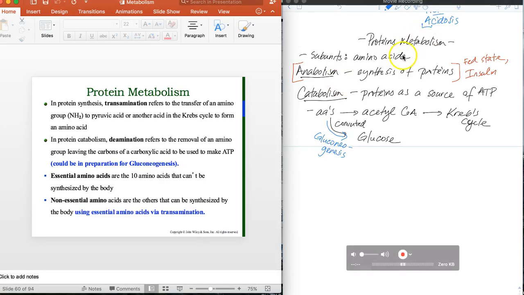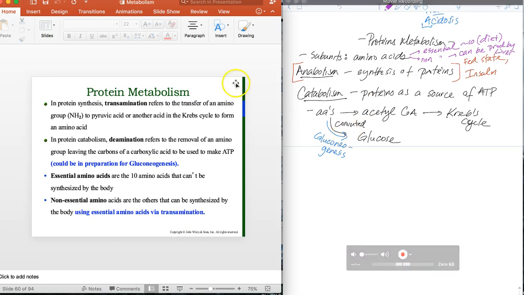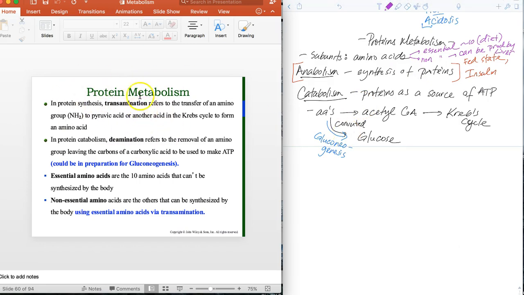Okay, so up here, let's make a note that there are different types of amino acids. There are ones that are essential, about 10 of them. You have to get these from the diet. And then there are some non-essential ones. Let's make a note here: they can be produced by the liver. And to make these, the liver is doing a process called transamination. Just think of it as transforming one amino acid into another.